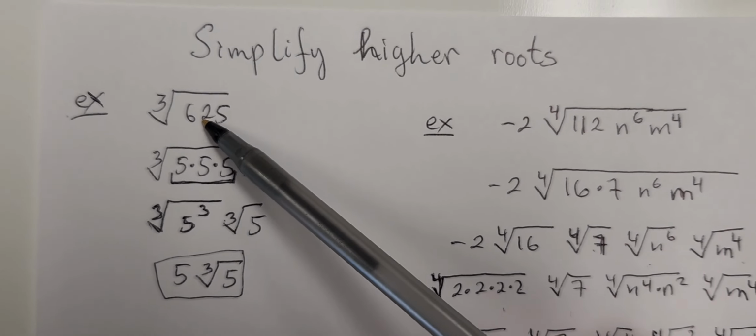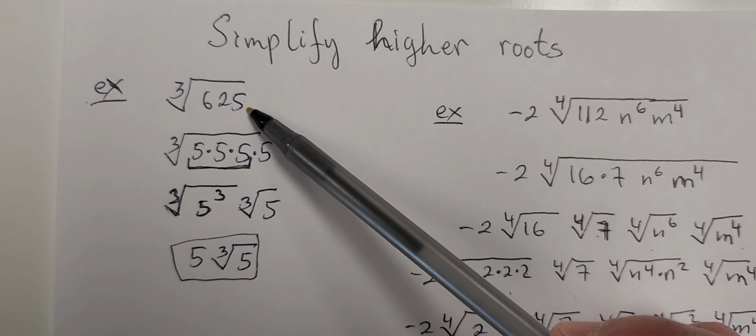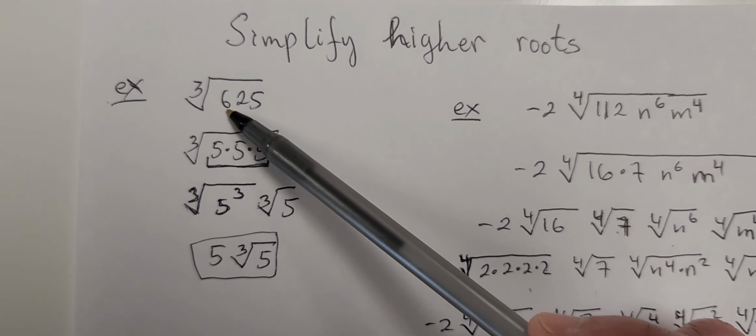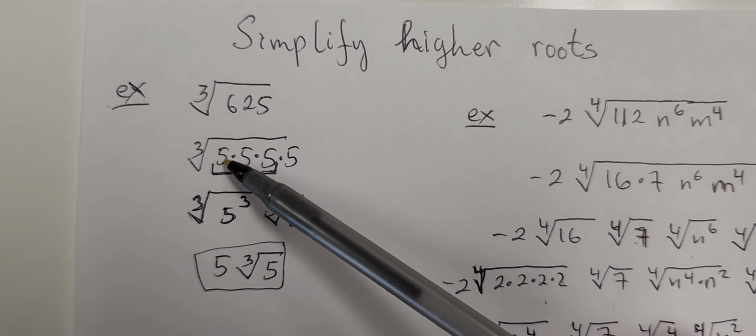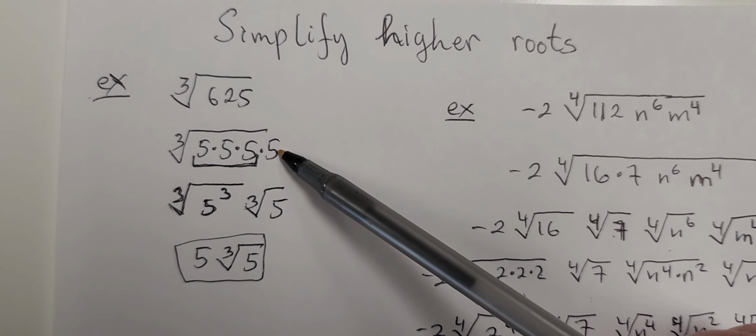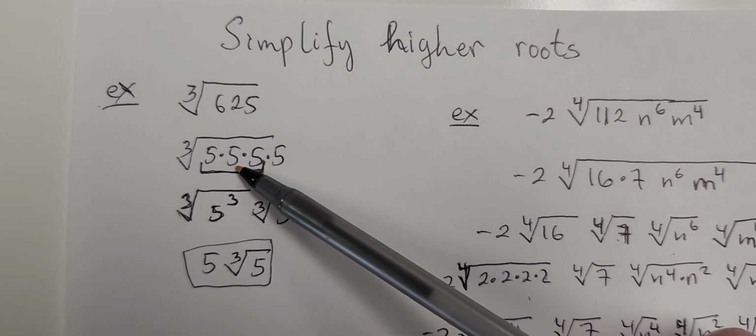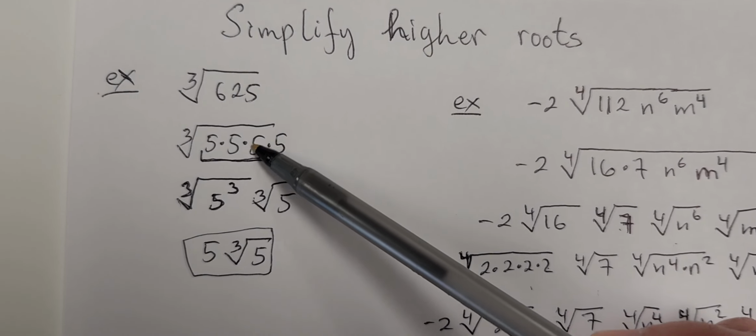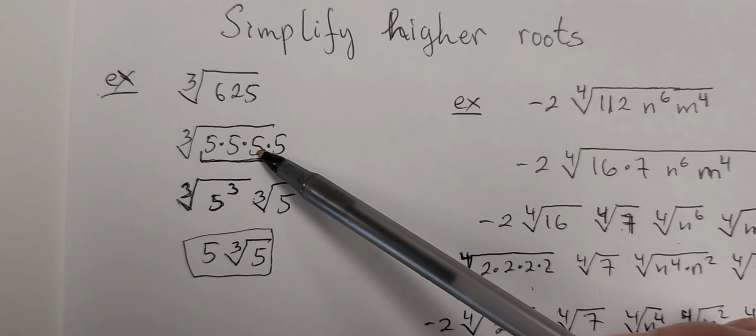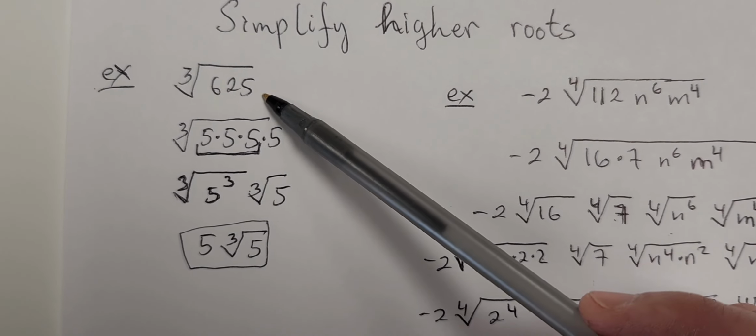Find the numbers that can be multiplied to equal 625. In this situation, I have 5 times 5 times 5 times another 5. So 5 times 5 is 25, and 25 times the third 5 will end up 125, and 125 times another 5 will give me 625.